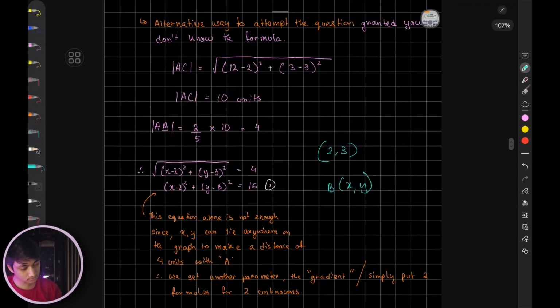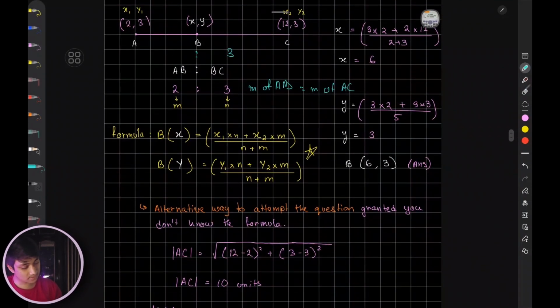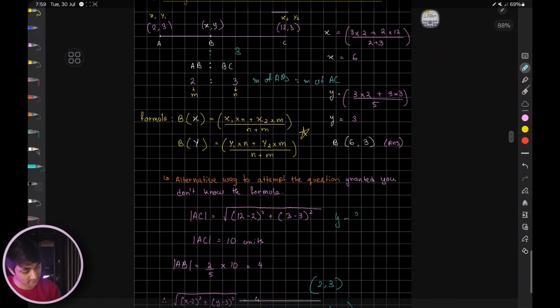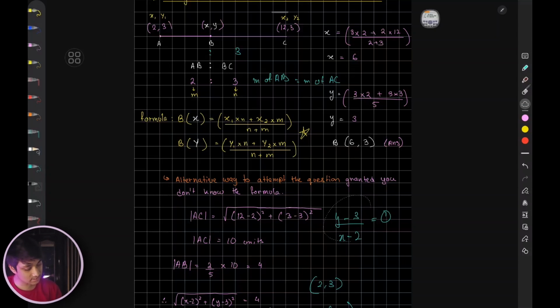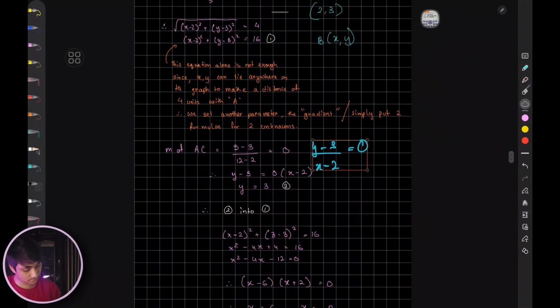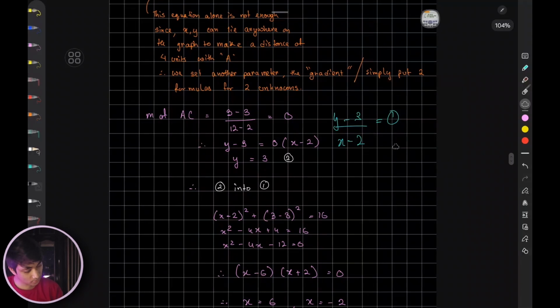So if this is the gradient of AC, I can form an equation. Notice. The gradient of AB is supposed to be y minus 3 divided by x minus 2, right? And this is supposed to equal 0 because the gradient is 0. Let's use this idea. So my gradient of AB is y minus 3 divided by x minus 2. Agreed? Fair enough. So let's make y the subject over here, just like any line equation. And finally what you get is this, a straight line.